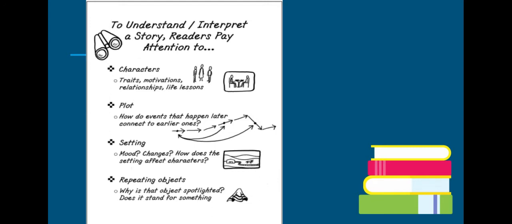So these four things are things I want you paying attention to as you're reading for the rest of this year: characters, plot, setting, and repeating objects. And I want you to take a second and pick one of those areas that you really want to focus in on in your independent reading today. And then I want you to ask yourself, how can you organize your notes around this? Do you want to try to use a chart, a web, a timeline, a big idea, and a quick write about it?